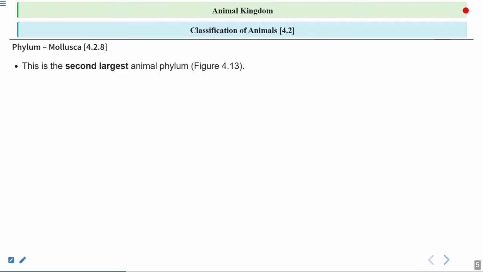This is very important here. This is the second largest animal phylum. The largest animal phylum is phylum Arthropoda, which includes all the insects. Clear? So phylum Mollusca is the second largest animal phylum, only below the phylum Arthropoda. Or you can also say this is the second largest marine animal phylum.